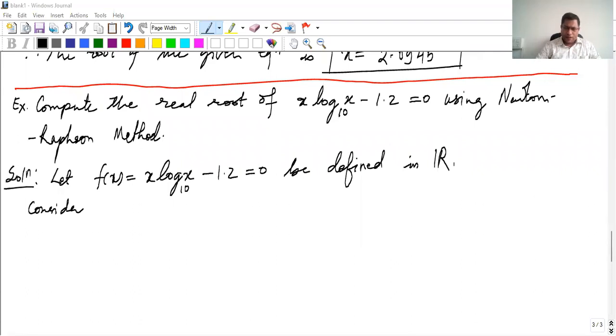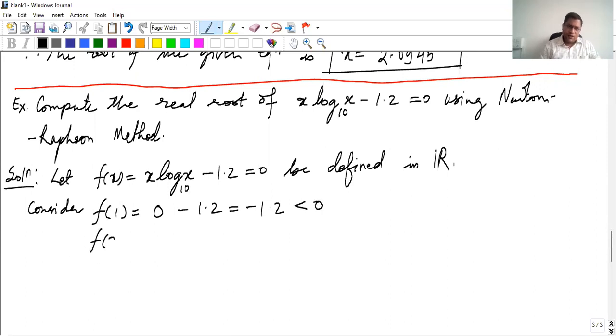So what happens to the value when x is going to be 1? If I consider x is going to be 1, then this will be 0 minus 1.2. So is it greater than 0 or less than 0? Less than 0.